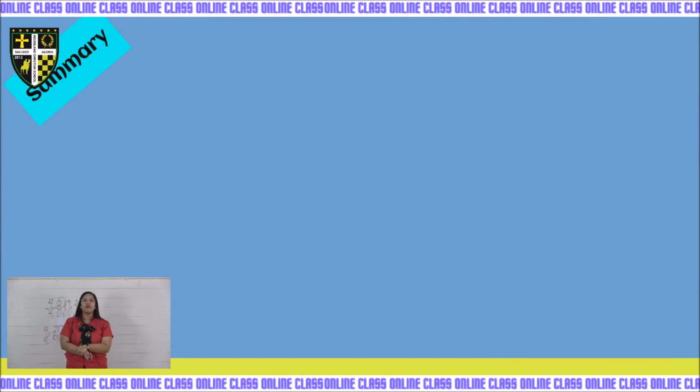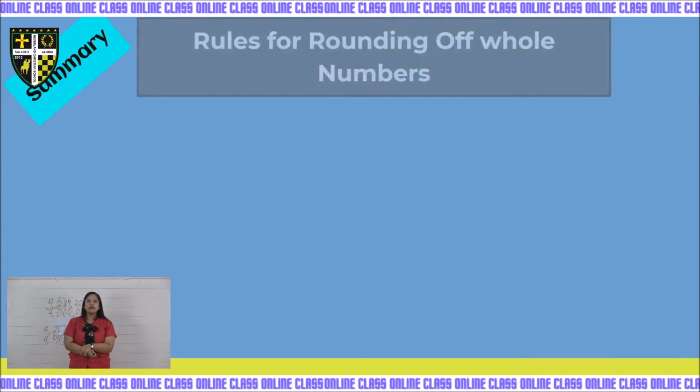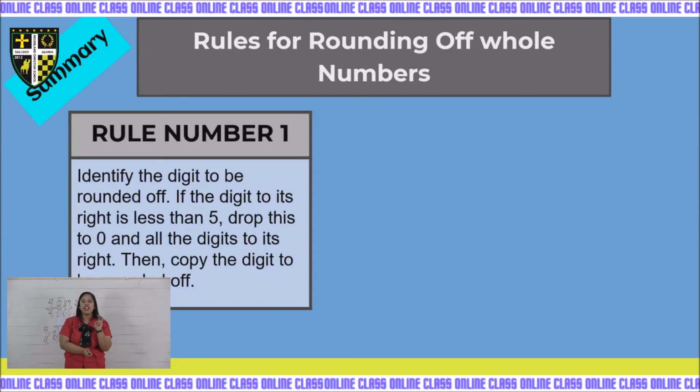Okay, very good. So let's have a summary. So rules for rounding off whole numbers. We have 2 rules, right? The first rule is identify the digit to be rounded off. If the digit to its right is less than 5, meaning 5 below, which are 0, 1, 2, 3, and 4, we will just drop this to 0 and all the digits to its right. Then we will just copy the digit to be rounded off. Get it, kids? Very good.